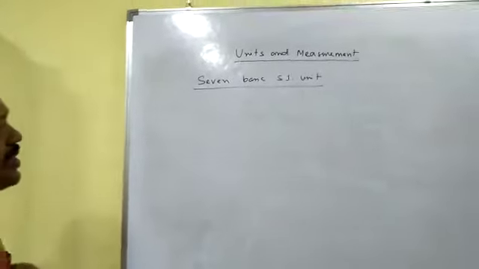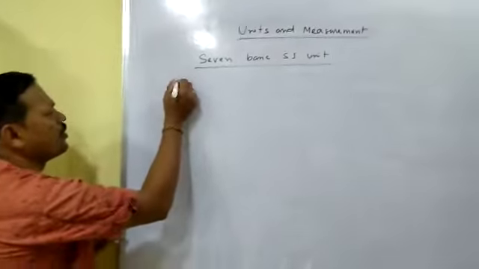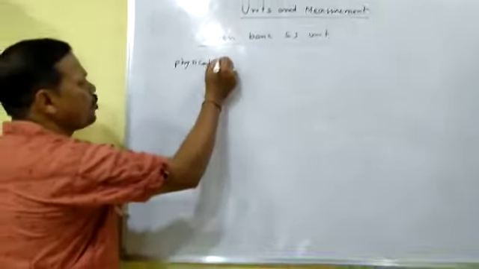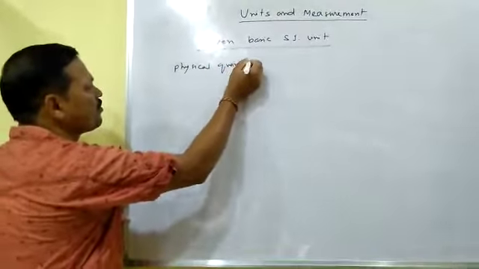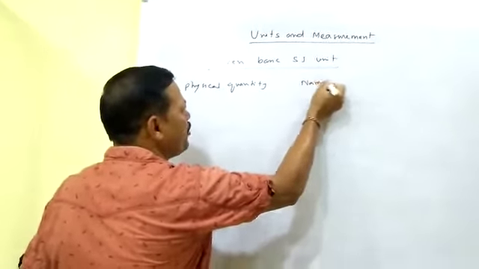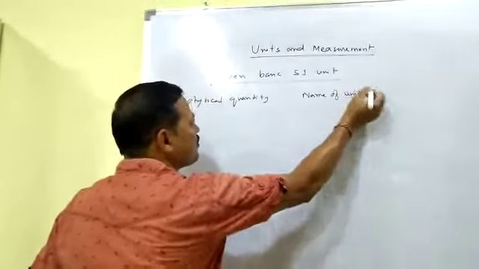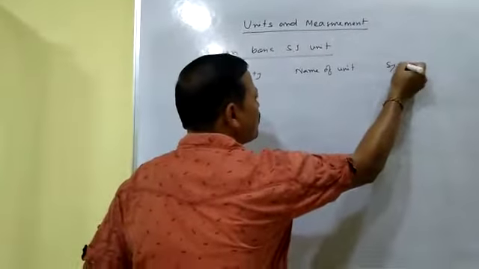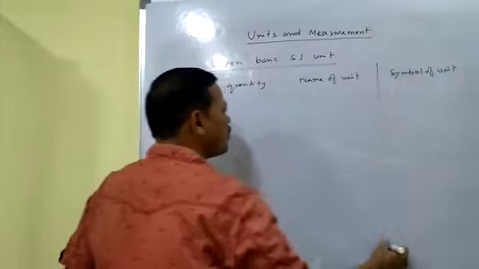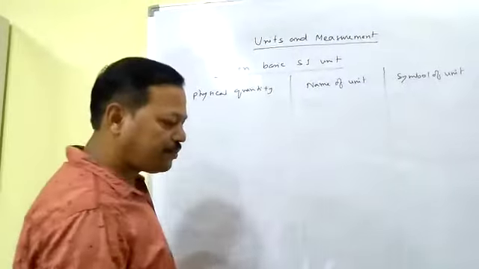What are the 7 basic SI units? This is the physical quantity, this is the name of the unit, and this column is for the symbol of the unit. So like this, I will make one table.